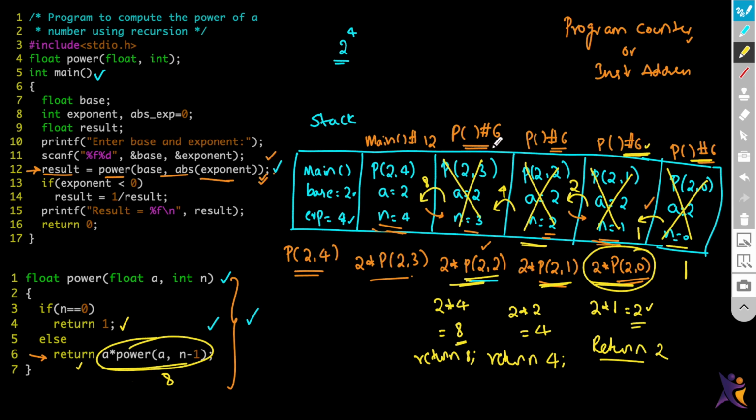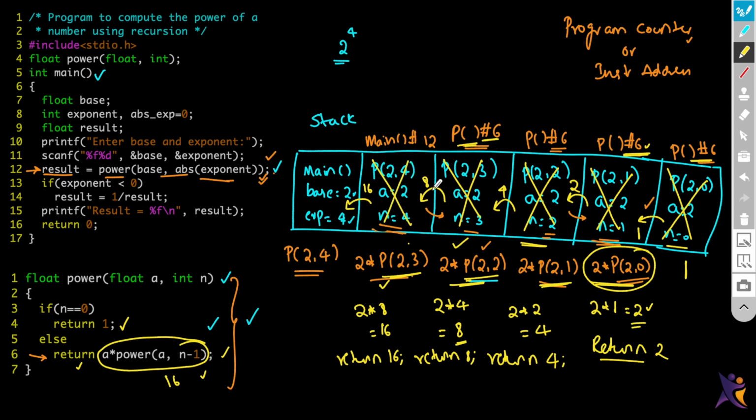Now the control will go back to line number 6 of this guy's caller. So this guy's caller is this one, which is actually the line number 6 of this function. So this expression is evaluated as 16 and we want to return 16 to its caller, right? So we have return 16 which should be returned to its caller, right? So we are returning 16 to its caller and we pop off this activation record from the stack.